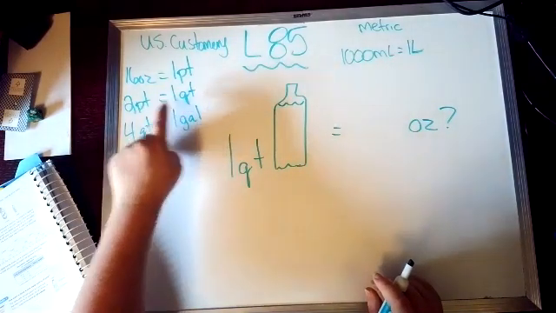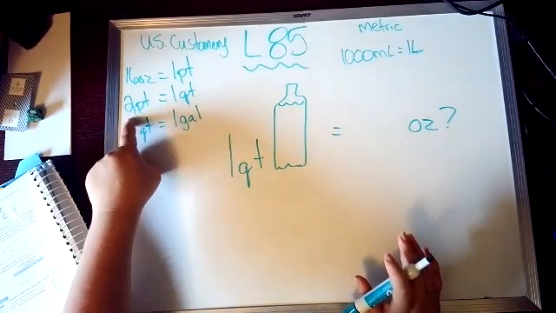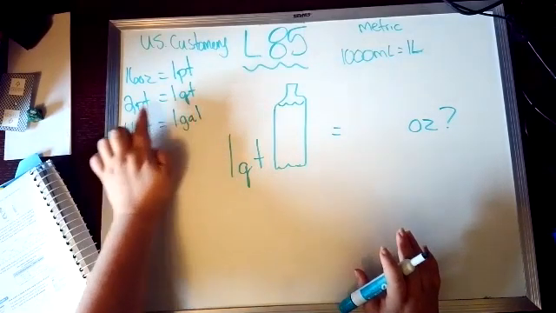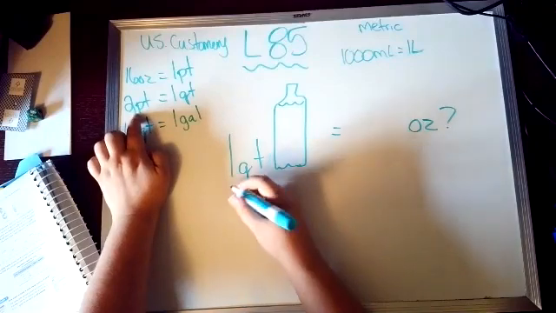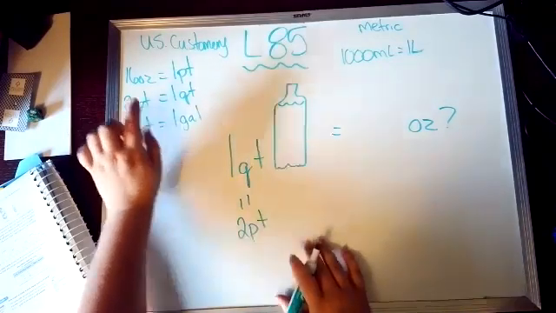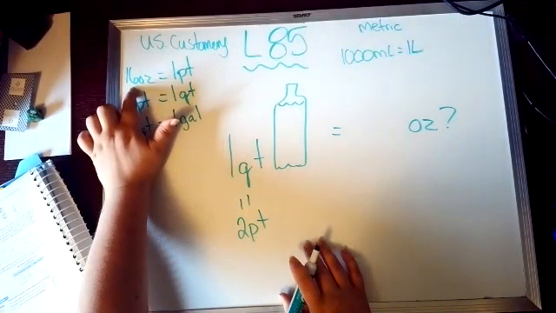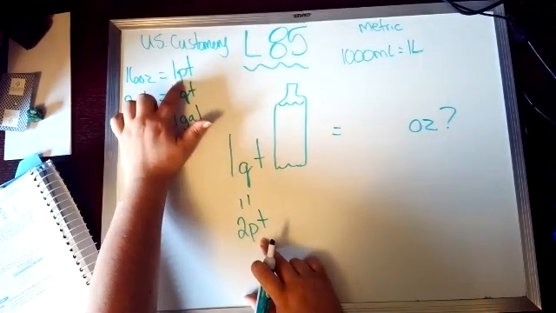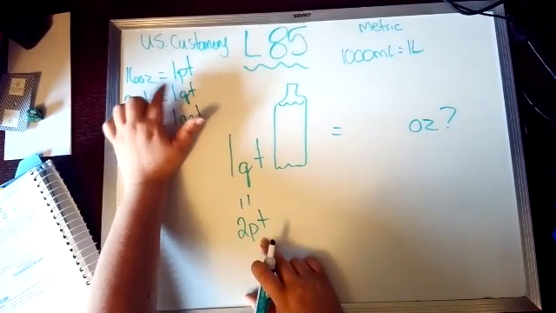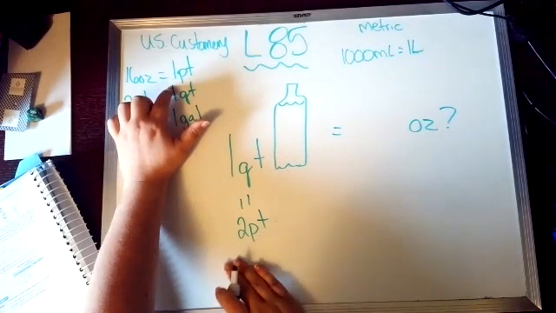So 1 quart to 2 pints. I'm going to times, because I'm going from a smaller number to a larger number. So one quart is equal to 2 pints. Okay, I can start there. Then I come up here. 1 pint is equal to 16 ounces. Okay, well, I have 2 pints, and 1 pint is equal to 16. So 2 pints would equal 2 16s.